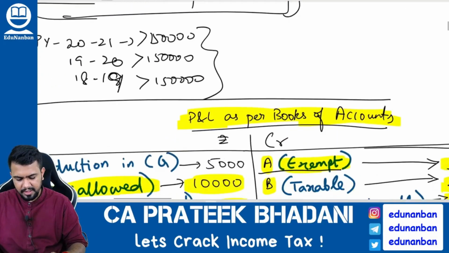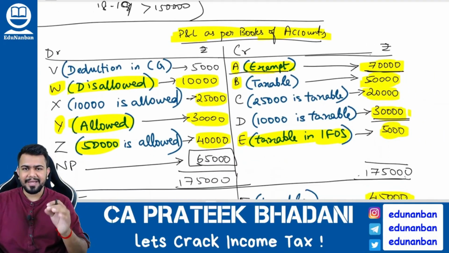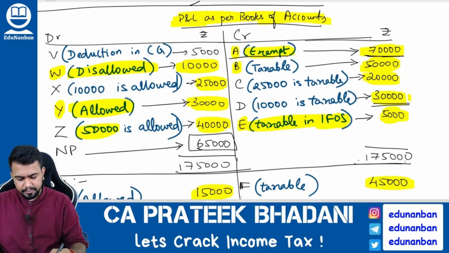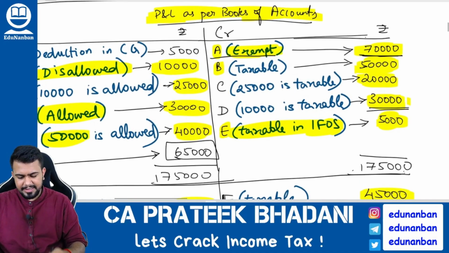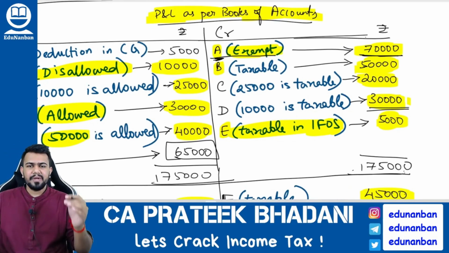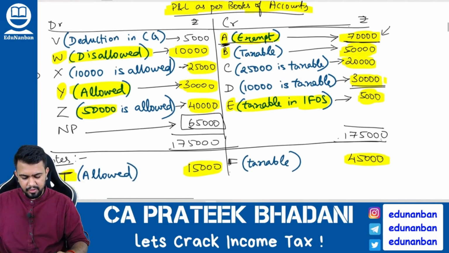Reverse calculation. Now listen very carefully, very important, because here you can make silly mistakes. So how to do reverse calculation, sir? Firstly, let us see all the transactions. Let's say A is a transaction where the income as per P&L account is 70,000, but as per income tax it is an exempt income. So what should we do?